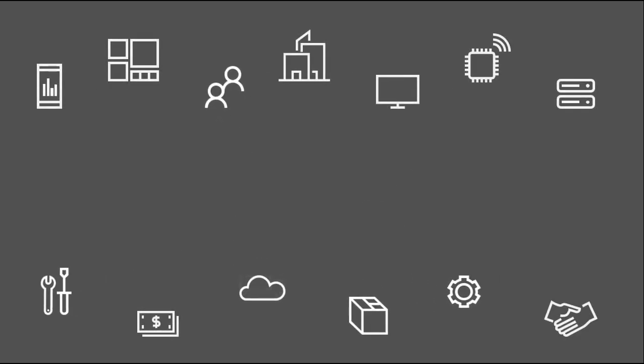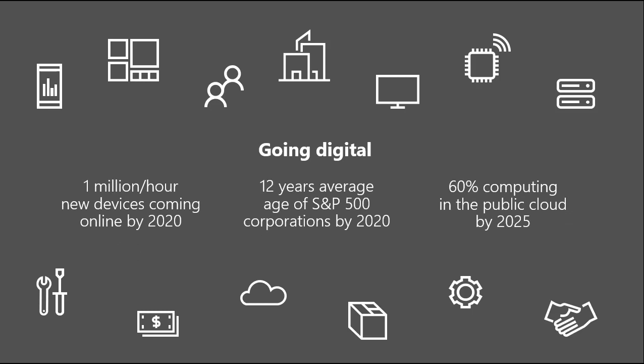Why is transformation important? If we start looking at some numbers in the next few years, in 2020, 1 million new devices are expected to come online every hour. The connectivity between people and data is creating billions of new relationships that are driven not only by data, but by algorithms that keep customers engaged and buying. In 2020, the average age of the S&P 500, which is a stock market index, is expected to be 12 years old compared to 60 years in 1960, which means that the top companies will change rapidly.